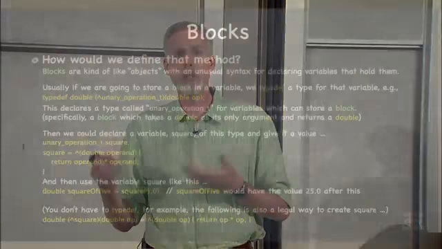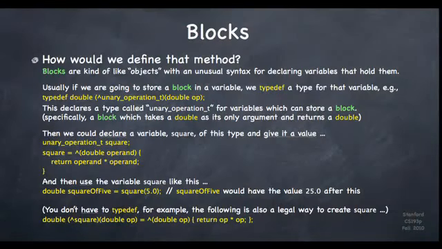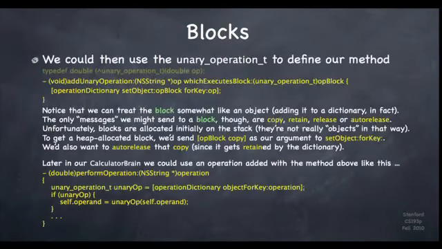variable whose type, a type of variable whose value is a block. So now it should be easy for us to go back to our method we're trying to create, because it takes an argument, which is a block, and now we have a type for it, unary_operation_t. So here's what the definition of addUnaryOperation:whichExecutesBlock would look like. It just takes an argument, unary_operation_t opBlock. Okay?